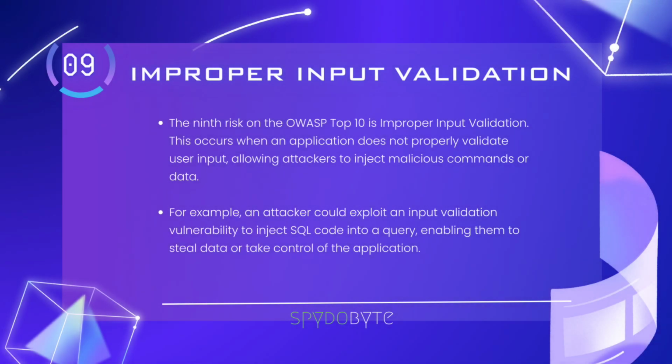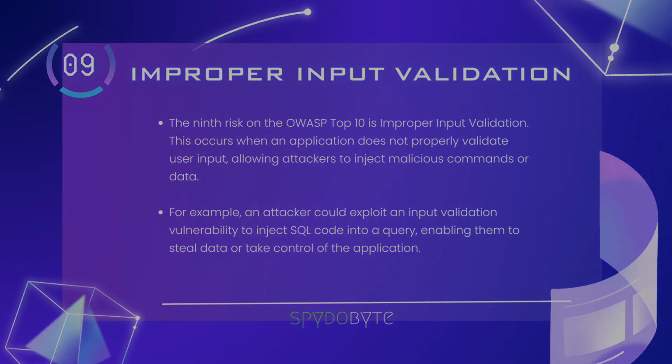9. Improper input validation. The ninth risk on the OWASP Top 10 is improper input validation. This occurs when an application does not properly validate user input, allowing attackers to inject malicious commands or data. For example, an attacker could exploit an input validation vulnerability to inject SQL code into a query, enabling them to steal data or take control of the application.